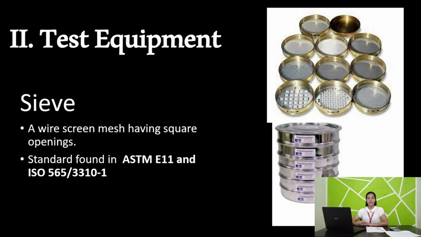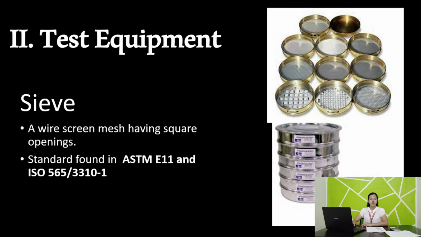We're done with the introduction, and now let us proceed to the test equipment. The first equipment is the set of sieves, or the series of sieves. Basically, a sieve is a wire screen mesh having square openings. It has a standard from ASTM E11. There are tables there that have a sieve number and corresponding sizes.